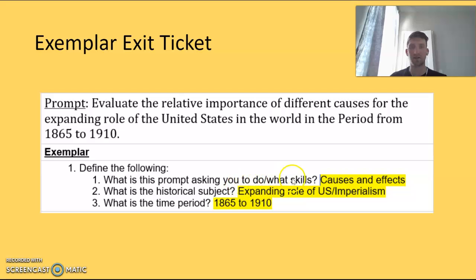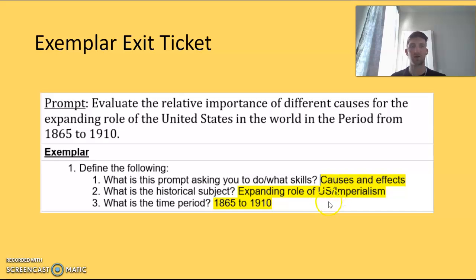What is the prompt asking you to do? Well, it's asking me for the skill. It says causes here, so it's a cause and effect essay. So I'll need to address both of those in my essay. It says the expanding role of the United States in the world. So this historical subject is the expanding role of the U.S.